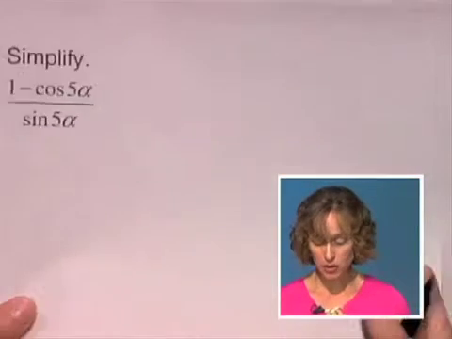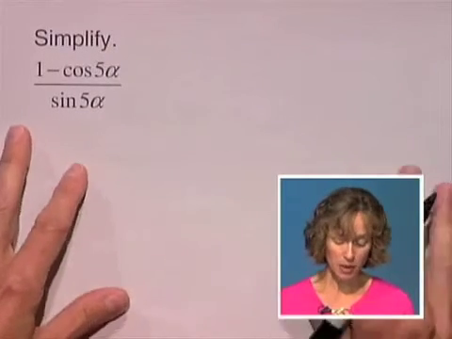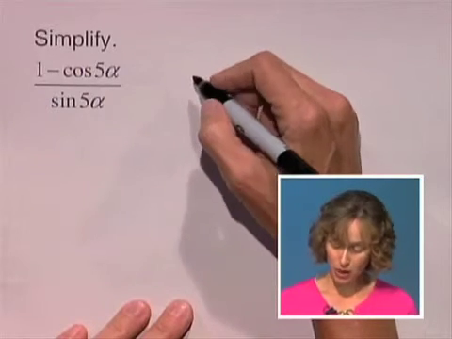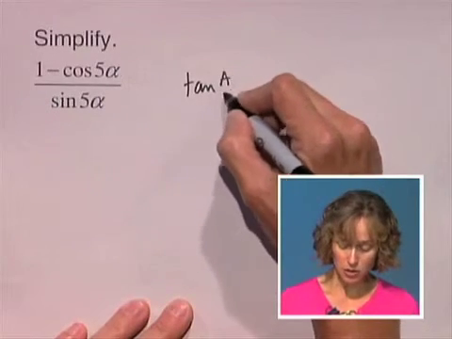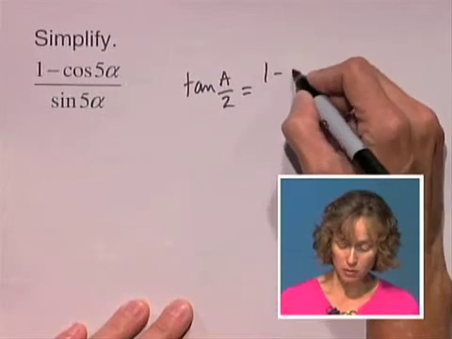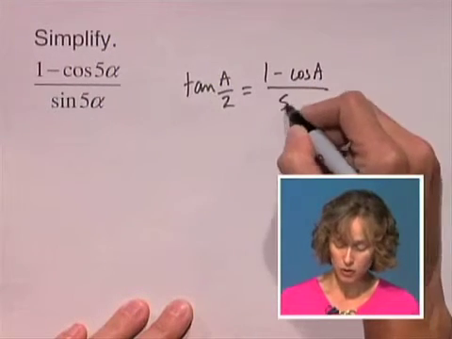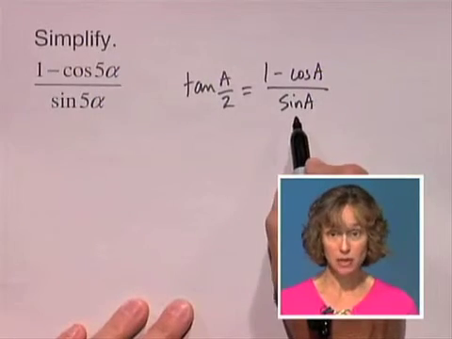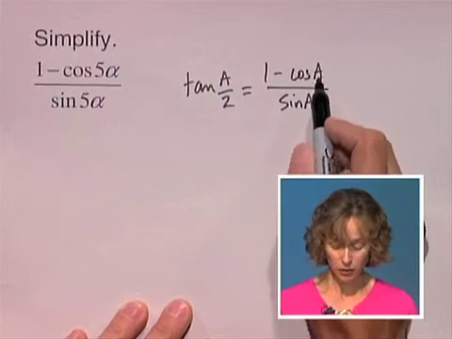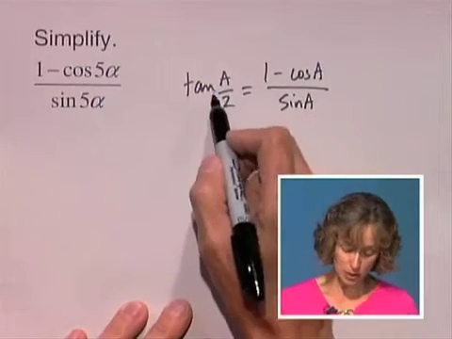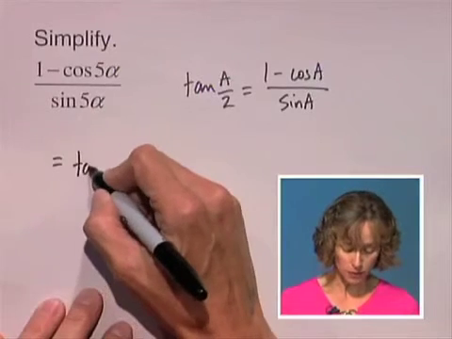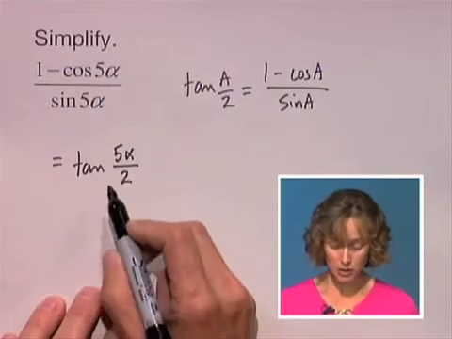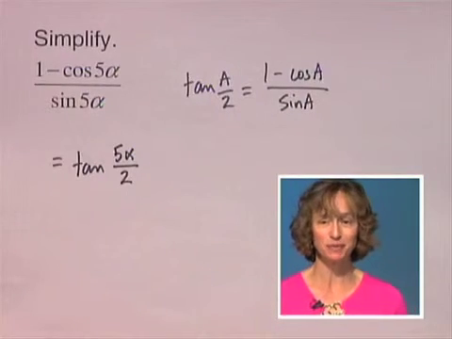Here's another part to this example. Let's simplify (1 minus cosine 5 alpha) over sine 5 alpha. There's a tangent half-angle identity: tangent a over 2 is (1 minus cosine a) over sine a. And what we are given and asked to simplify matches the right-hand side of this identity exactly, with a equal to 5 alpha. So if we work from right to left, we can say that what we have is the tangent of 5 alpha over 2, and stop at that point since that doesn't simplify.